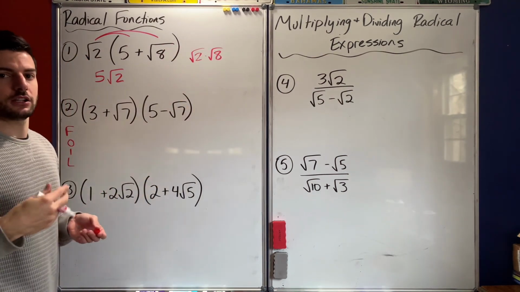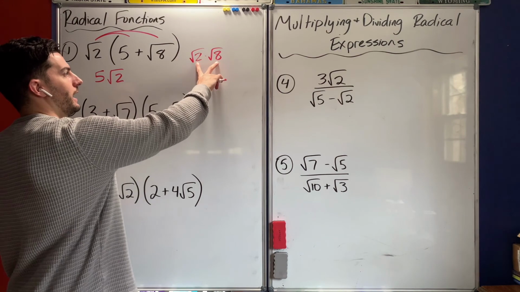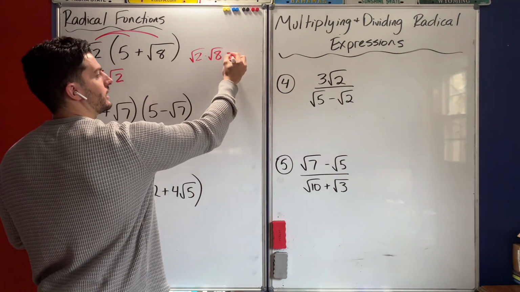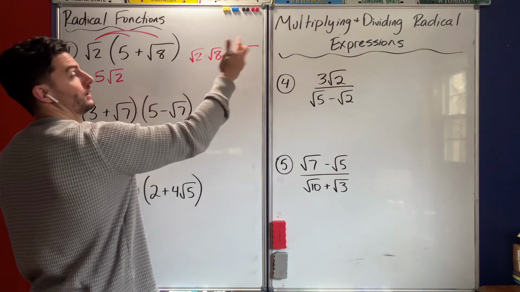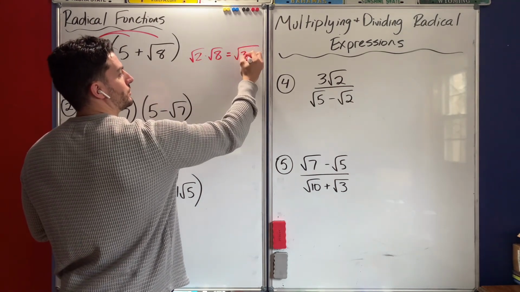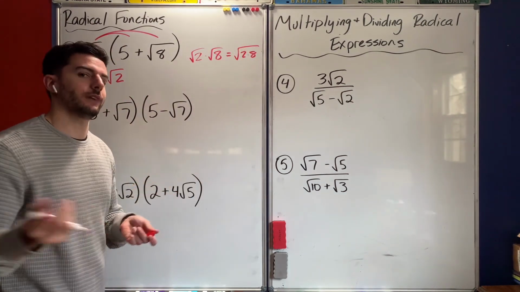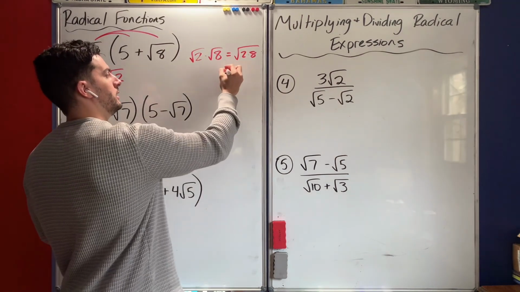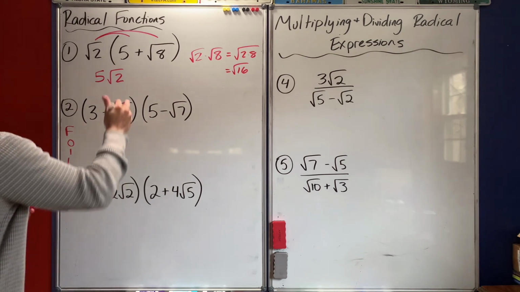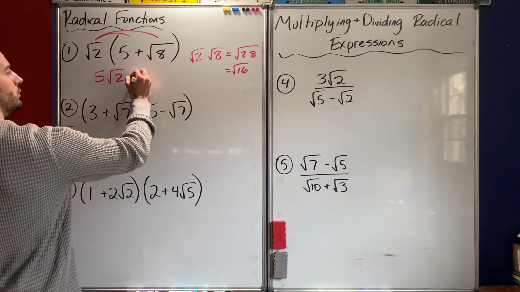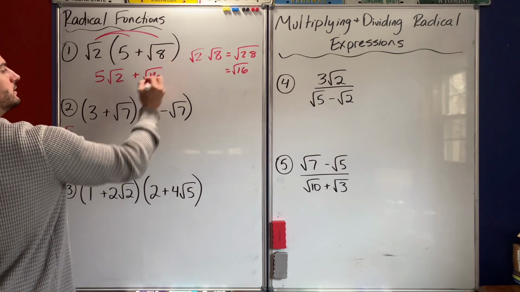Now with this one, square root of 2 times the square root of 8. Remember, there's that product rule that says with radicals, if I have two separate radicals multiplied, and they're the same index, right? They're both square roots. So in that case, I could rewrite it as just one radical, square root of 2 times 8, and that would be the square root of 16, right? So this would really be saying 5 square roots of 2 plus the square root of 16.